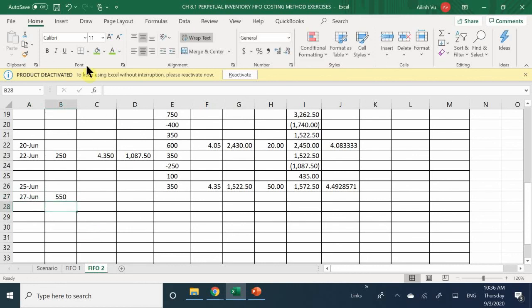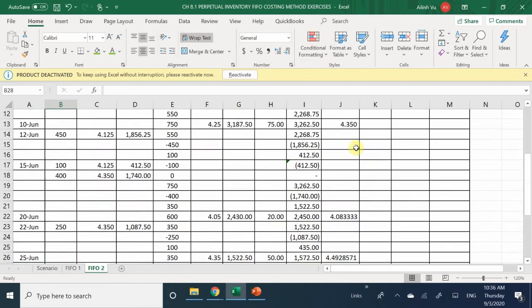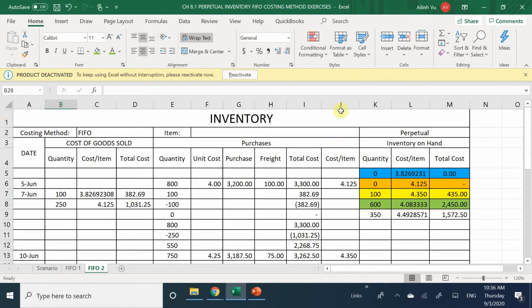Now, let's look at what we have. Can we take 550 units out of our batch of 100? Yes, we can, but we can only take 100. And then the difference, we still have 100 left in our yellow batch. Correct, yes. Okay, input that 100 first and then the difference from that green batch.